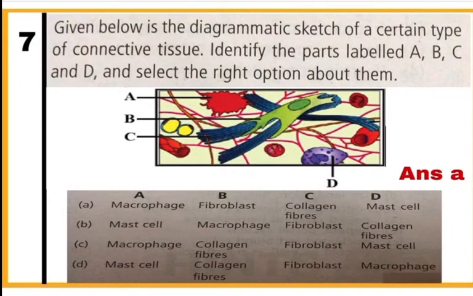Question number 7. Given below is the diagrammatic sketch of a certain type of connective tissue. Identify the parts labeled A, B, C and D and select the right option about them. The given sketch is of areolar tissue, a type of loose connective tissue, and for its labeling option A is correct. In the diagram, A is macrophage, B fibroblast, C collagen fibers and D mast cells.